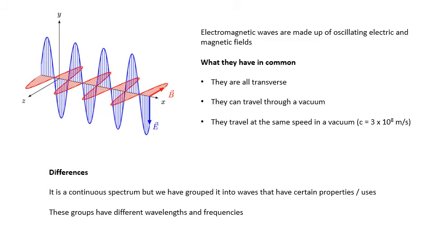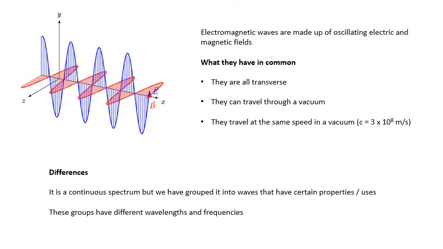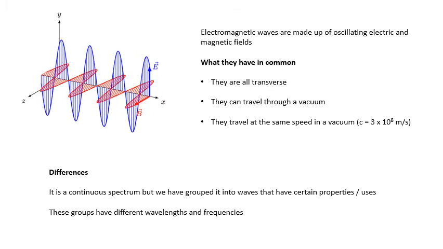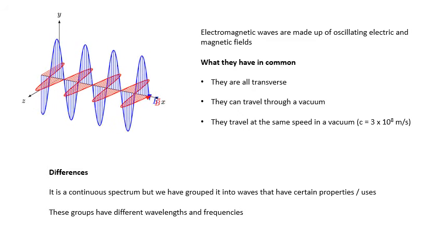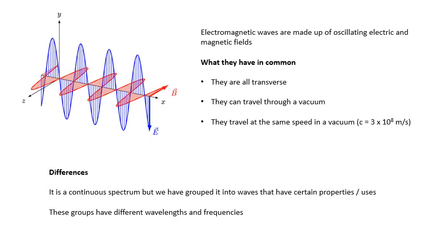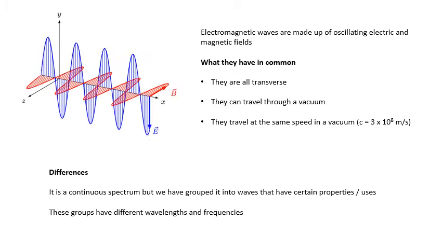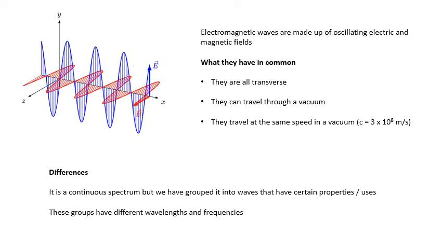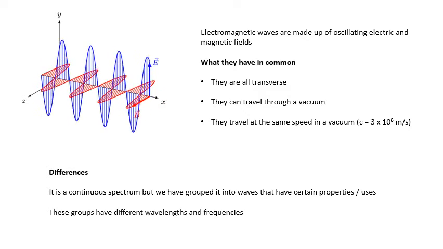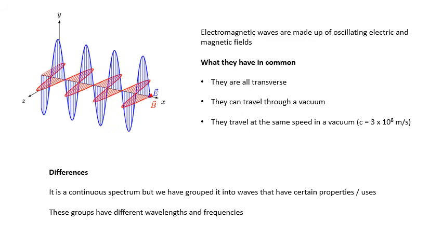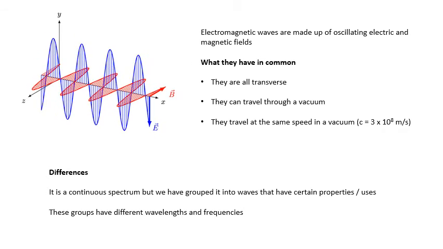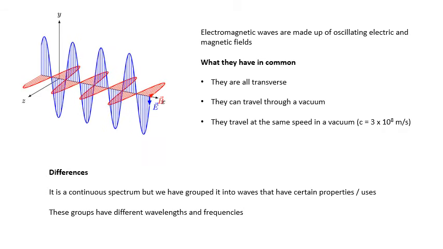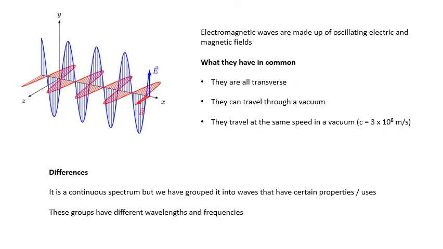Differences between them. Now, it's a continuous spectrum. So you've got very big wavelength going all the way to very, very small wavelength, and it is continuous. There are no gaps in it. But what we have done is we've put it in groups of waves that we've given names to. And basically these groups have about the same wavelength, and they have certain properties and uses. Okay, so the groups have different wavelengths and frequencies as well. If the speed is the same, if the wavelength is different, then the frequency has to be different, doesn't it? V equals f lambda.